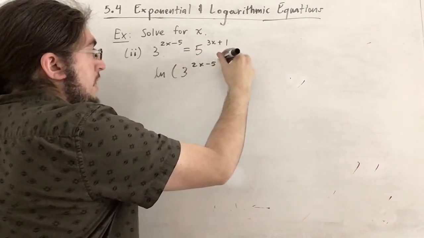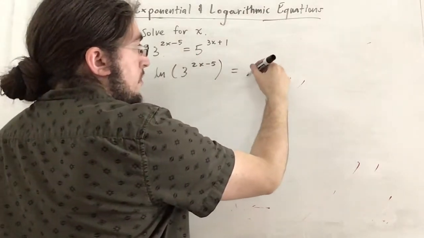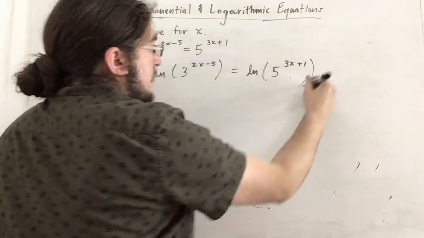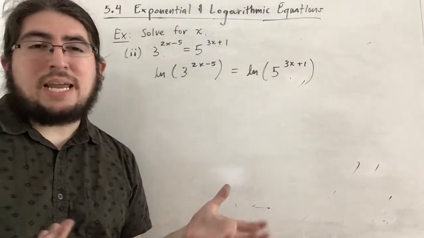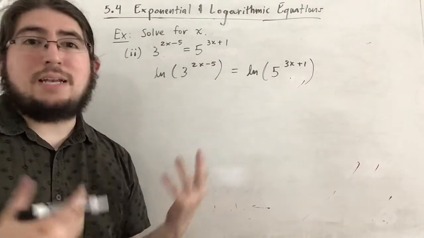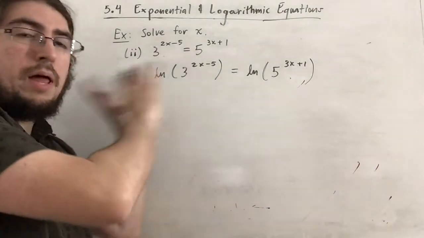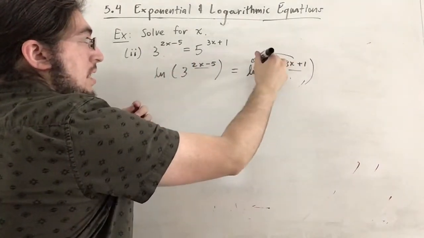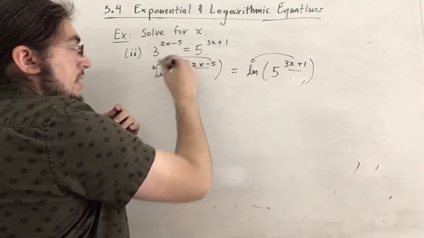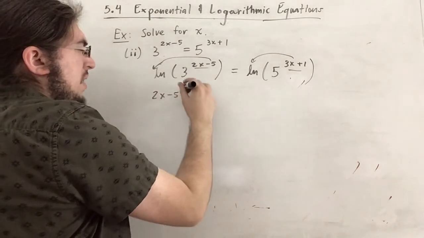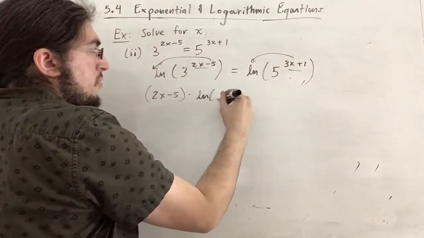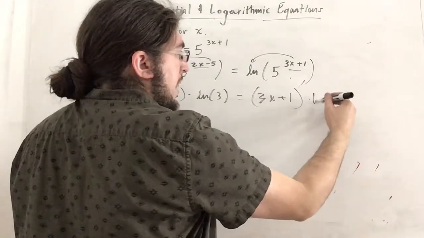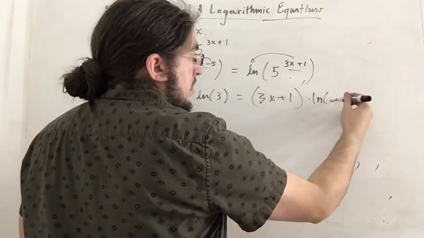Now, the only reason why you like to get logarithms involved is to use the power rule. Maybe I'm biased because, like I've been saying, if you haven't noticed already, I like ln's and I like the power rule. So if you apply ln to both sides and then use the power rule to bring these powers out, like this, we get 2x minus 5 multiplied by ln of 3 equals 3x plus 1 multiplied by ln of 5.